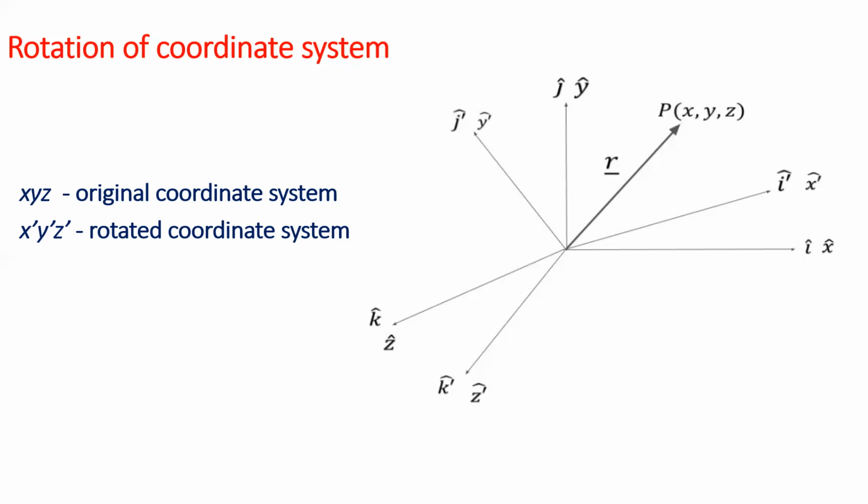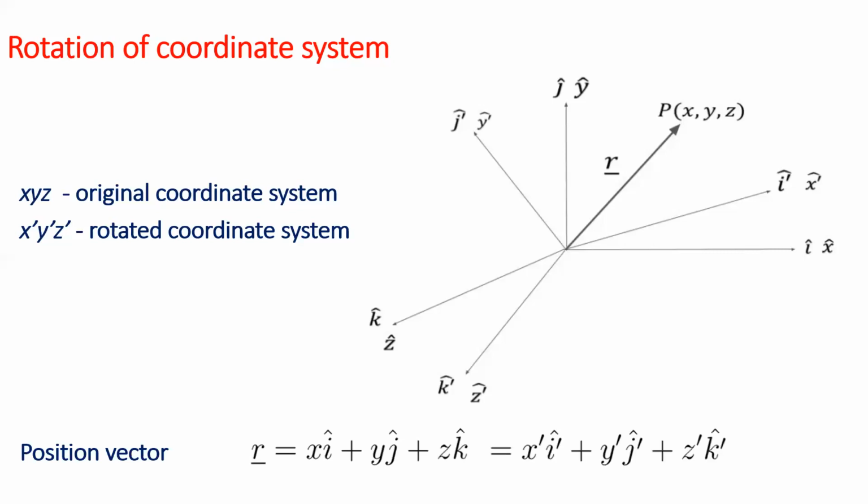R I have used, this is the position vector, which we'll encounter often. So I've used R, but it applies to any vector. You have a vector in a particular coordinate system, and you are rotating the coordinate system, keeping the origin the same, and we wish to identify the corresponding components of the same vector in the new or the rotated coordinate system. So the position vector R is this, and in the new coordinate system, x prime, y prime, and z prime are the corresponding components.